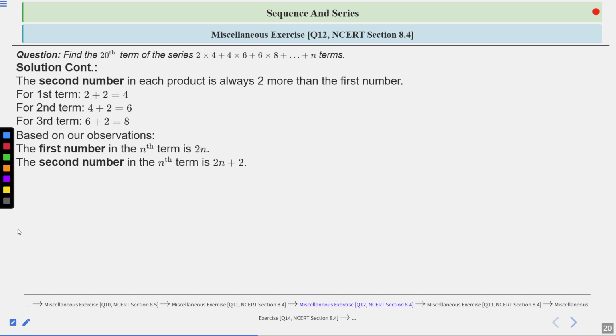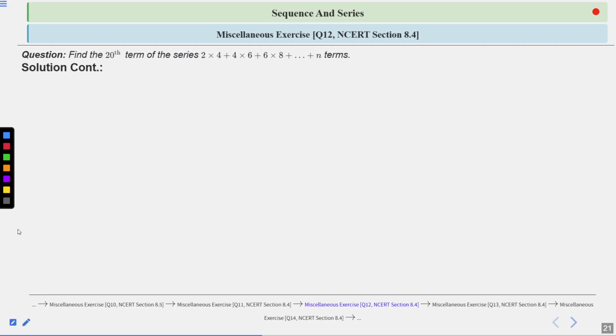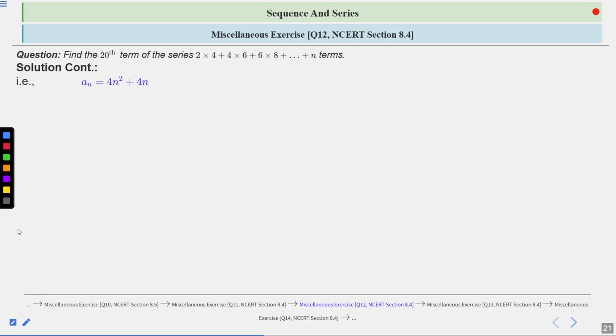Based on our observations, the first number in the nth term will be 2n, and the second number in the nth term is basically 2n plus 2. So the nth term will be an is equal to 2n into 2n plus 2, right? That is an is equal to 4n square plus 4n, right?